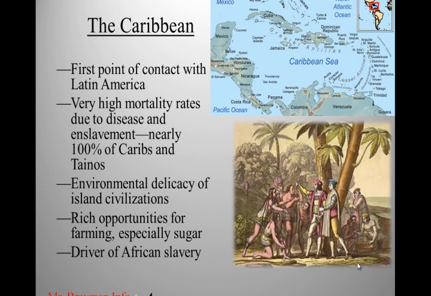And the Caribbean was a special case, right? I mean, very environmentally delicate. Islands are small places, and there's not a lot of room for waste. And so very unique circumstances there in the Caribbean that we wouldn't see on the mainland. But the Caribbean did provide very rich opportunities for farming, especially sugar. And as you're going to see in the Africa lesson, this was a big driver of African slavery, right? Empty land in the Caribbean, a wonderful climate for growing sugarcane, a lot of money to be made.